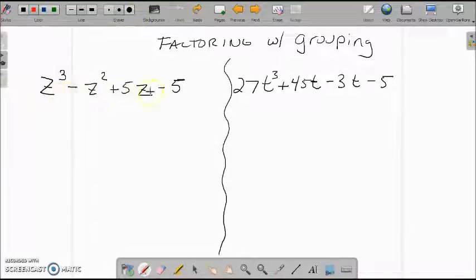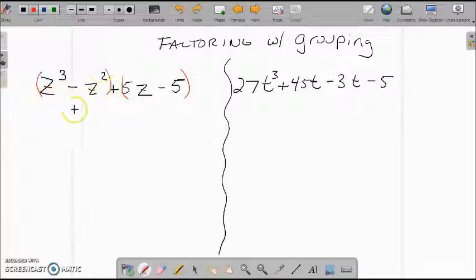Okay, so when we're looking at this here, we've got z to the third minus z squared plus 5z minus 5. So it looks like we really can't do any factoring. We don't have a z with the 5, so I can't factor out a z. There's only a 5 with this and this. There's not a 5 over here, so I can't factor out a 5. But you might notice, if you're a little creative, you can group some things together.